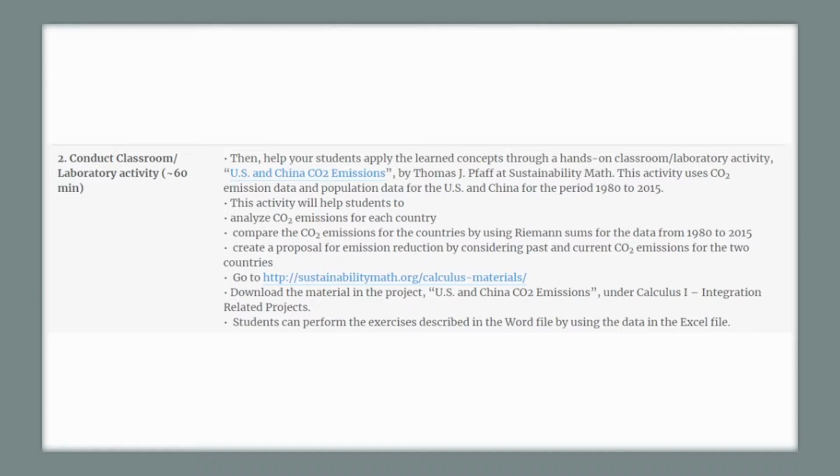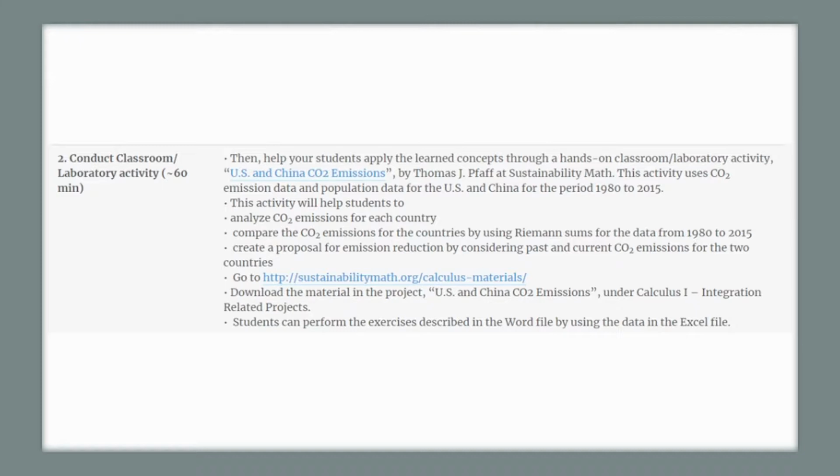In this case, it is the US and China from 1980 to 2015. From here, you can help your students to analyze what the CO2 emissions are for each country. How do you compare the CO2 emissions for both these countries using Riemann sums for the data from the time period that is mentioned here? Can you create a proposal for emission reduction by considering past and current CO2 emissions for the two countries?